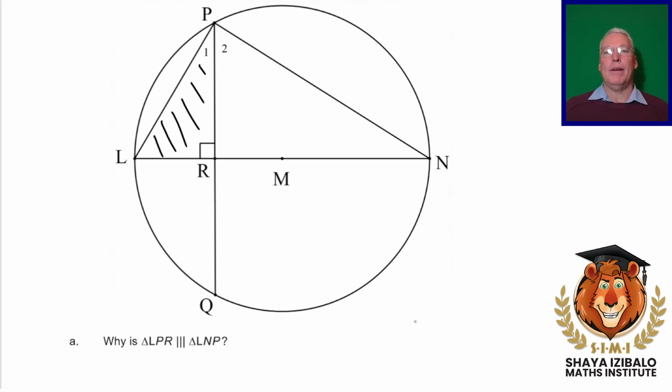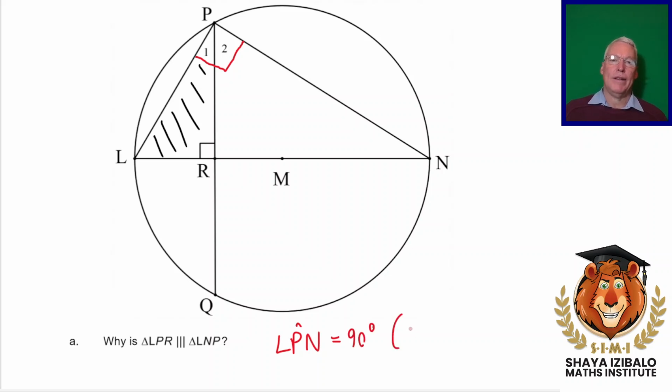And we might remember that if we've got a right-angled triangle with a perpendicular being dropped from the right angle, then all three triangles that are made are similar. And there's a reason for that. It's perpendicular from a right angle triangle. So the first thing we've got to write down is, why is angle P1 plus P2, or angle LPN, 90 degrees? Well, LPN is 90 degrees because it's an angle in a semicircle.